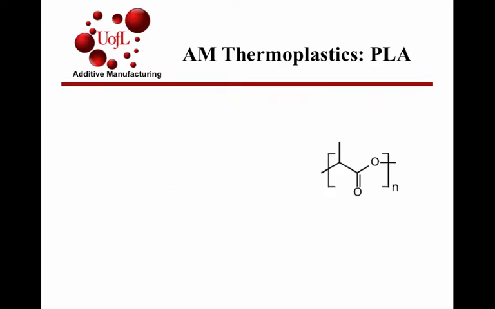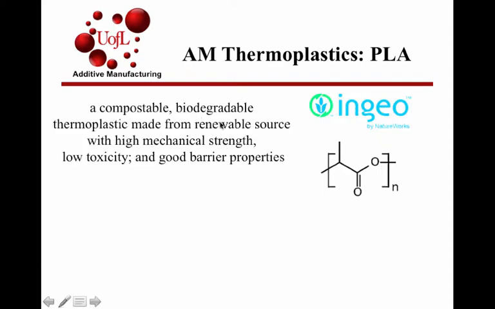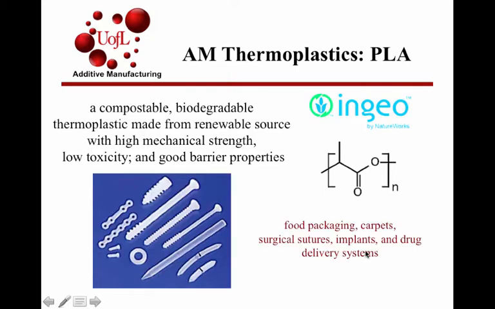Polylactic acid is somewhat related to polycaprolactone in that it also has this ester group and so it's a polyester. Ingeo by NatureWorks is the brand name. Again, this is made from a renewable resource. It's a biodegradable thermoplastic, but the degradation rates are much slower than that for polycaprolactone. It has very good mechanical strength and it has good barrier properties. It's used in a number of applications. It is particularly common for filament-based 3D printing methods. NatureWorksLLC.com gives you more information about PLA.